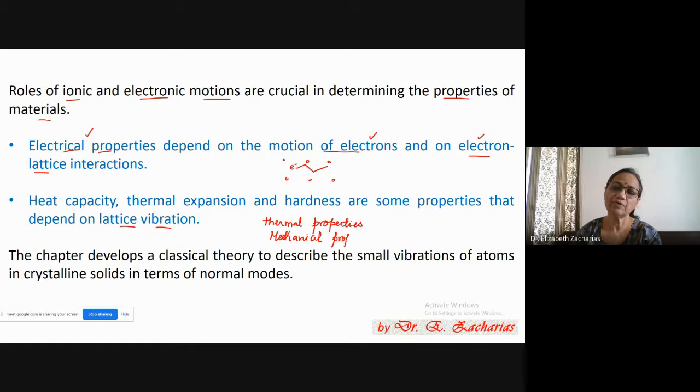Can you give some example of thermal properties? Anyone? Thermal property. You have to interact, otherwise how do I know what's happening?